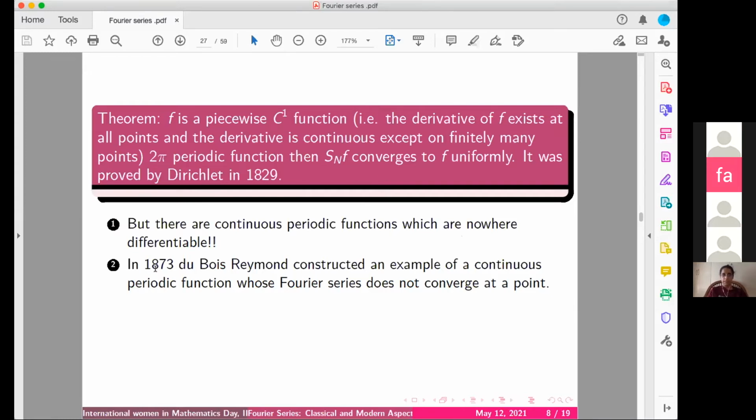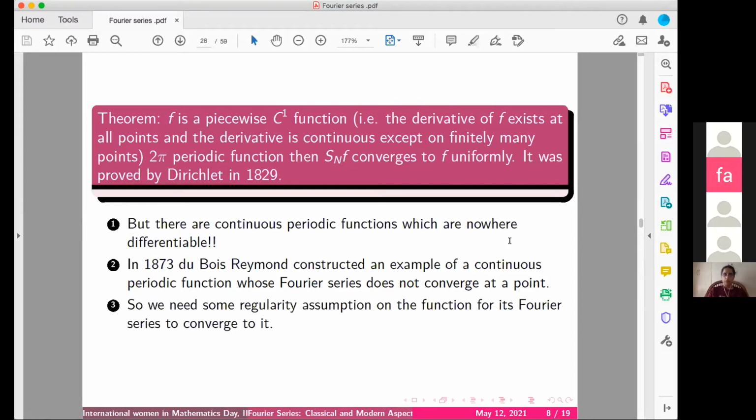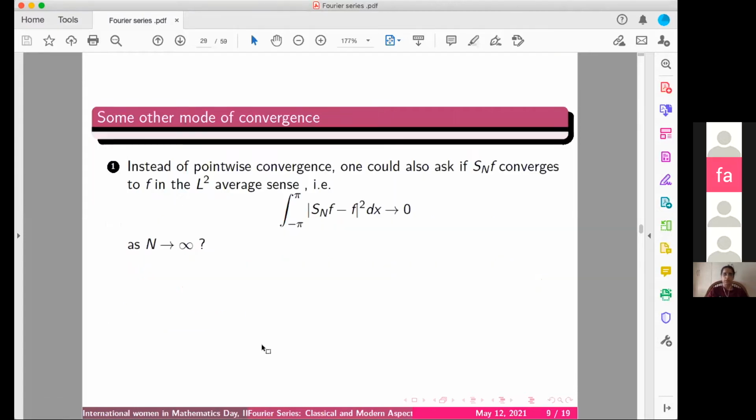And in fact, in 1873, Riemann constructed an example of a continuous periodic function whose Fourier series does not converge at one point at least. Because here, whenever you are considering continuous functions, you would like to have the convergence uniformly. So if it does not converge at a point, then you cannot expect uniform convergence. So we need some regularity assumption on the function for its Fourier series to converge to it, right?